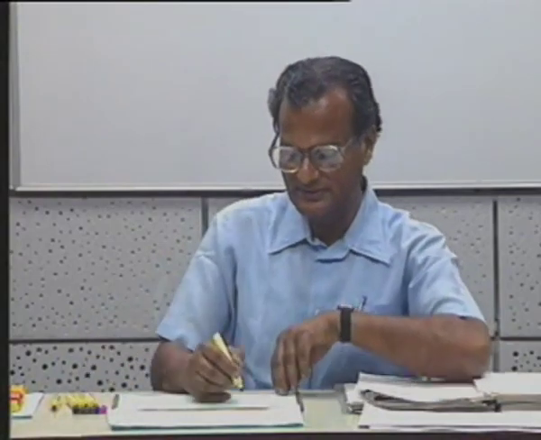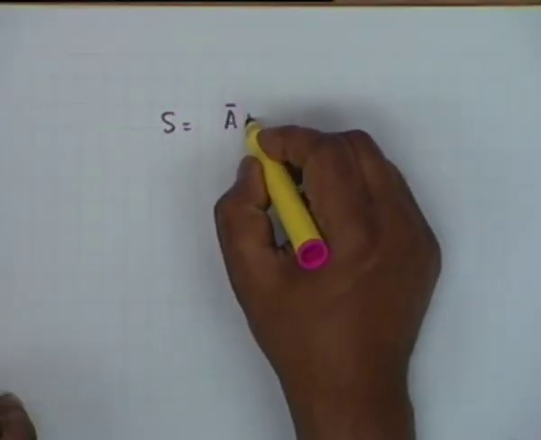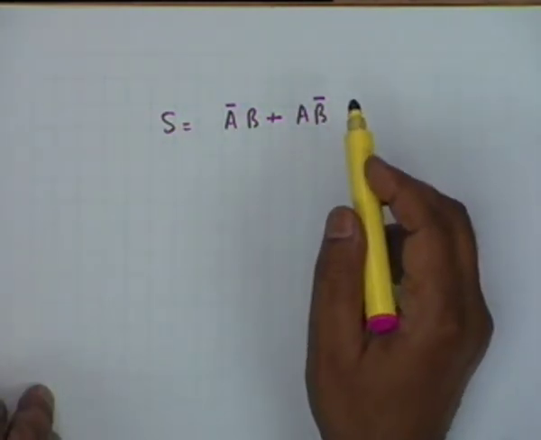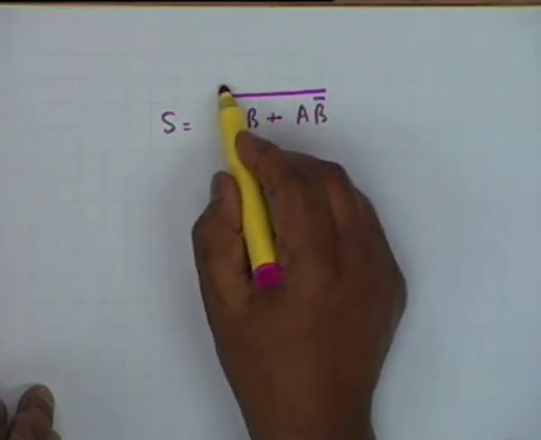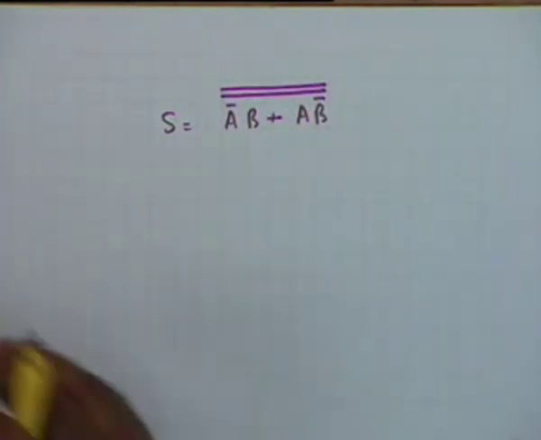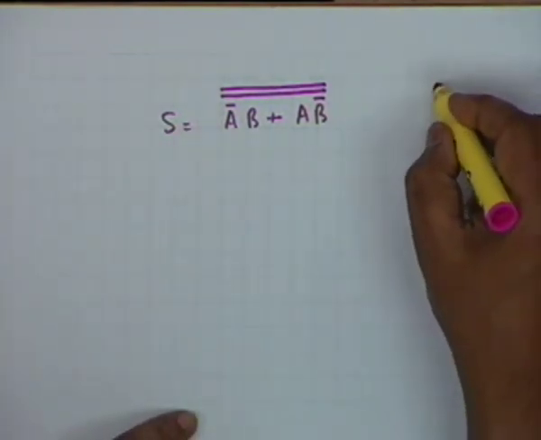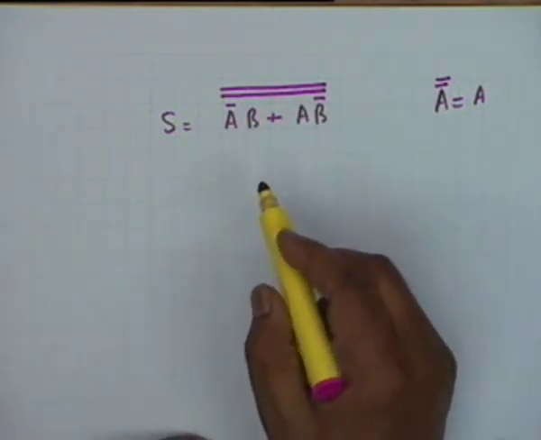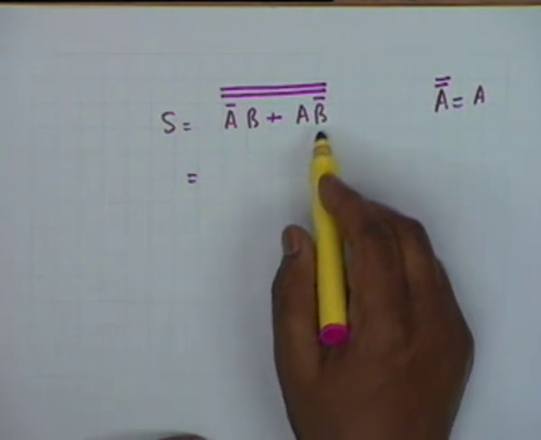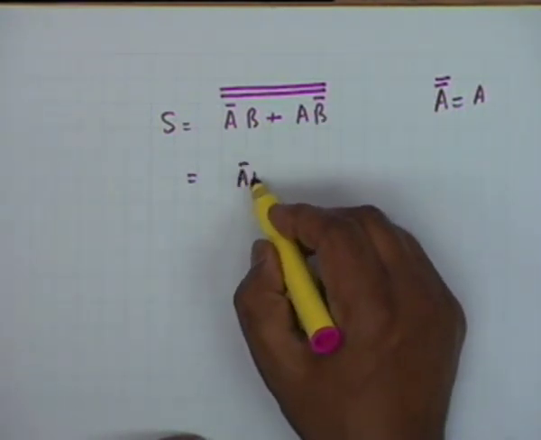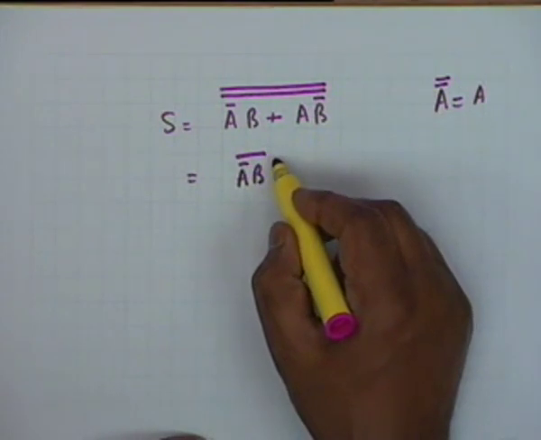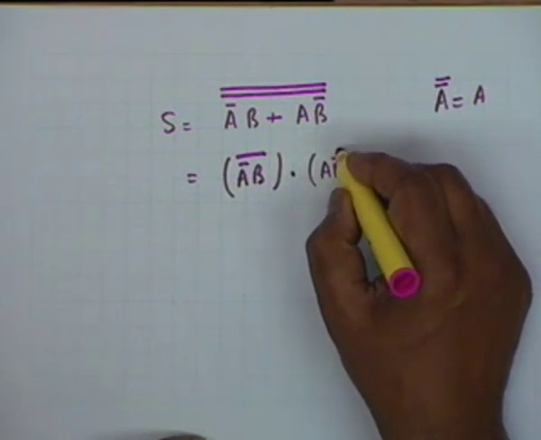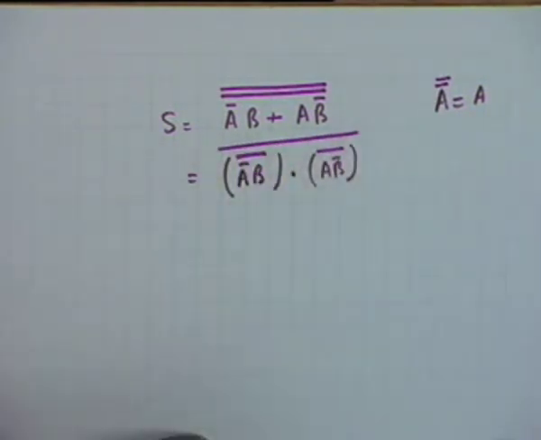A simpler form is possible. Our S is A bar B plus A B bar, and I can write this with two inversions. Any variable with two inversions is the same, and therefore S I have written with two inversions. All right. Now, with one inversion, I apply De Morgan's theorem, that is A bar B inversion and A B bar inversion, and the whole thing inverted again.